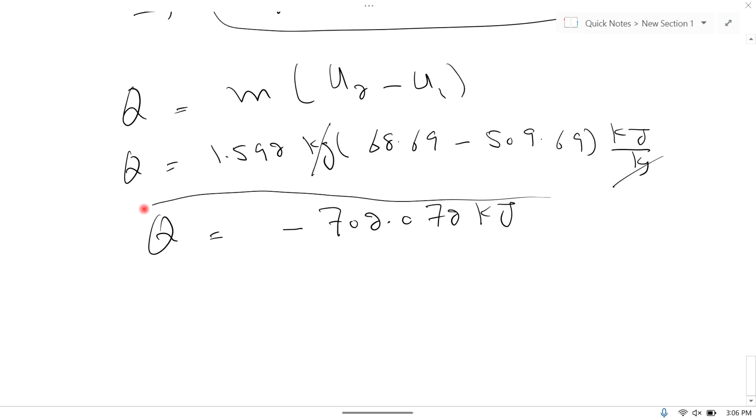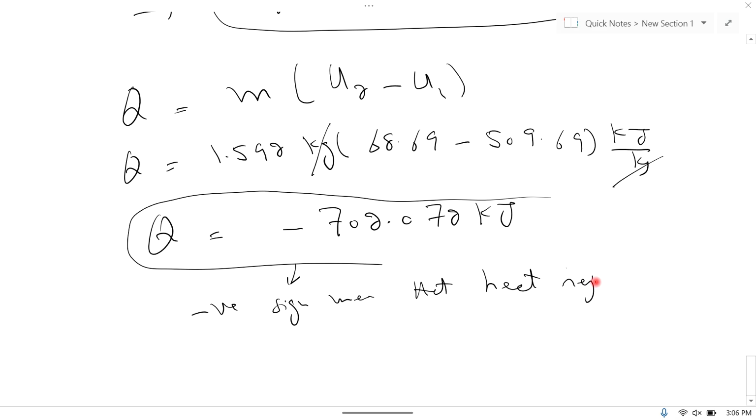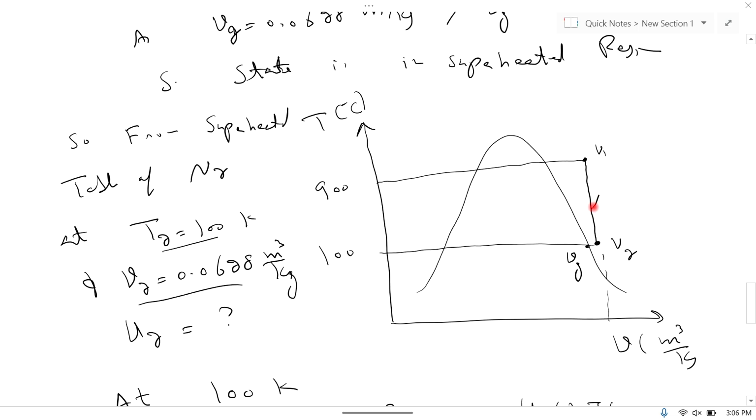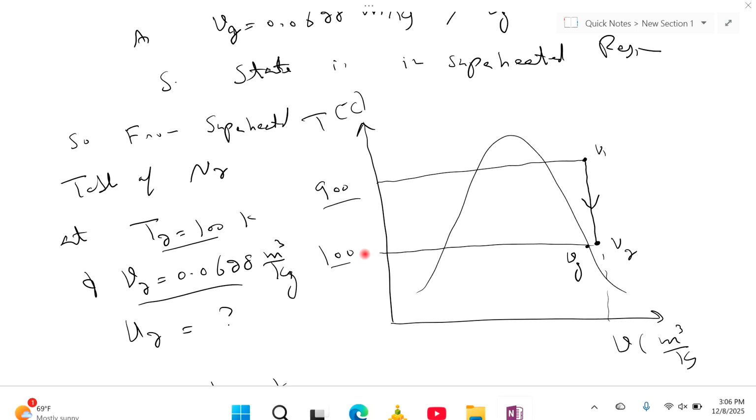And negative sign means that heat is rejected, because there is cooling in the process. And this is the TV diagram for this. From 1 to 2, temperature decreases from 900 to 100 Kelvin. It means that the heat transfer must be negative. And this is the end of the problem.